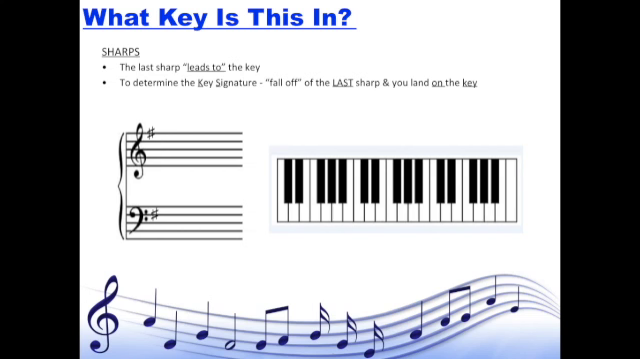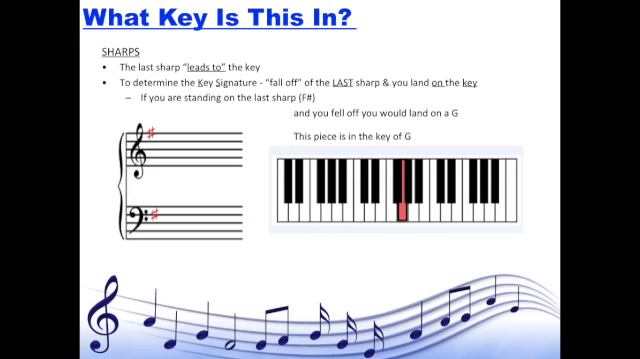So we're going to find it on the piano keyboard. Then we're going to fall off the last sharp, and you'll land on the key that is the key signature for the piece. So this has an F sharp. If we're standing on the F sharp and we fall off of it, and we're always going to fall to the right, we're going to land on a G. This piece with one sharp in it is written in the key of G.